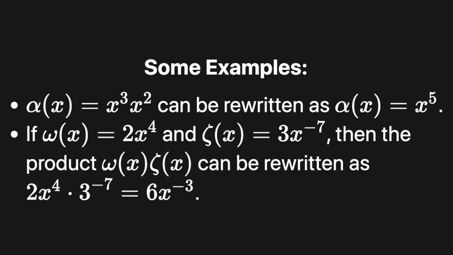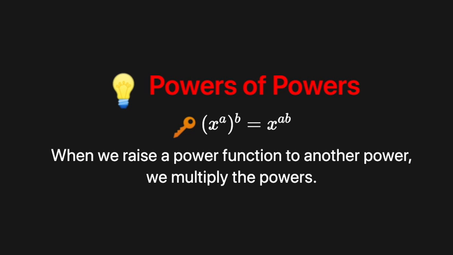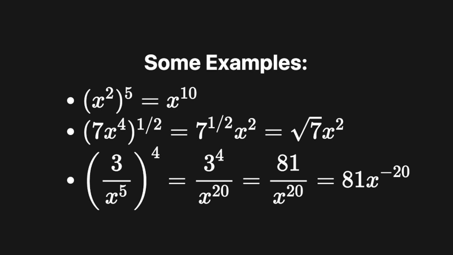Finally, if we raised a power function to another power, the result has an exponent equal to the product of the original exponents. In other words, if x to the a is then raised to the b power, the result is x to the a times b power. For instance, if we take x squared and raise it to the fifth power, the result is x to the 10, since 10 is 2 times 5.